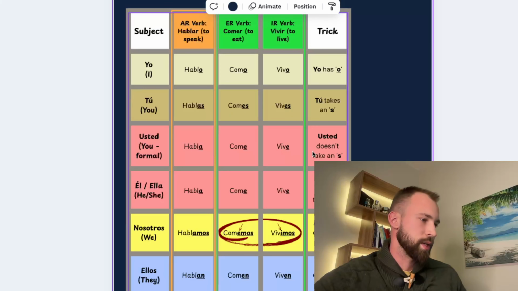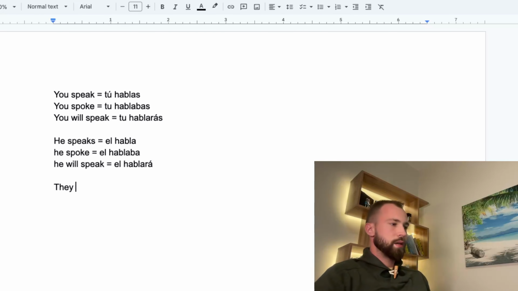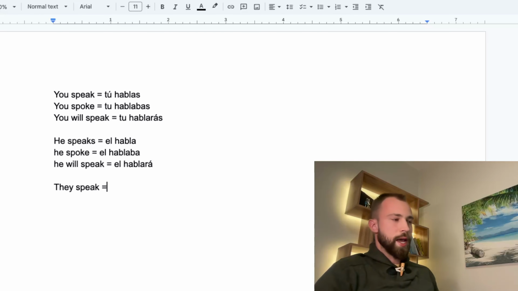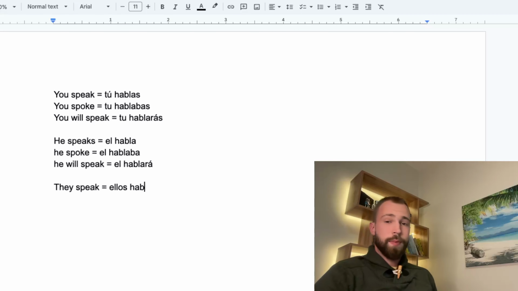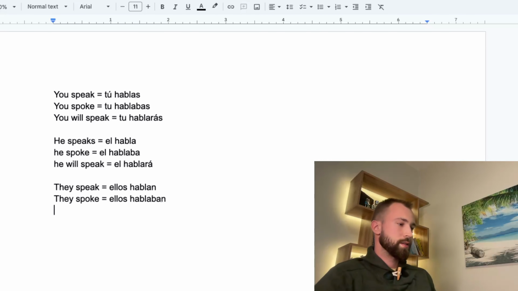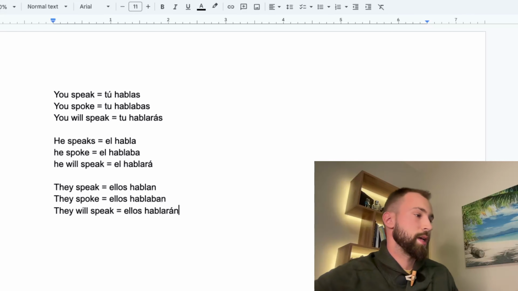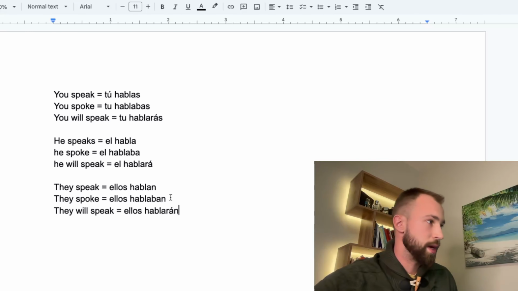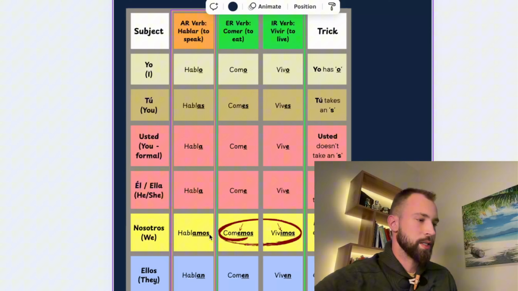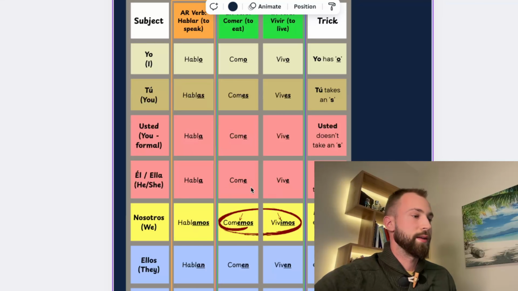I'm trying to think of other examples. Like, okay, the plurals. Let's say they speak. Remember, it ends with an N. So, ellos hablan. They spoke. Does it end with an N? What do you think? Ellos hablaban. You would be correct if you said yes. And what do you think about the future tense? They will speak. Hablarán. The pattern stays the same. The S, the dropping the S, the N, the mos, it's the same thing. So that's why this chart is so powerful, because you'll notice it appear in other tenses.